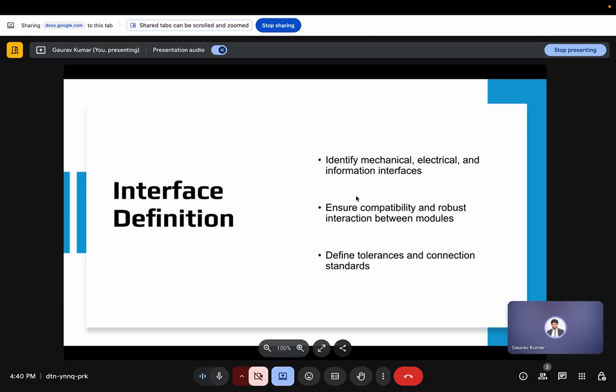Now next is interface definitions. Interfaces are contracts: mechanical fits and tolerance, electrical levels and connectors, data schemas and timing. So they must be unambiguous. A good interface localizes the change, so a module can evolve without rippling failures.